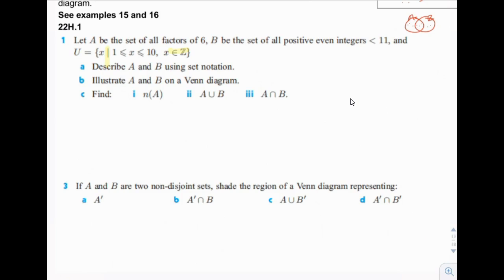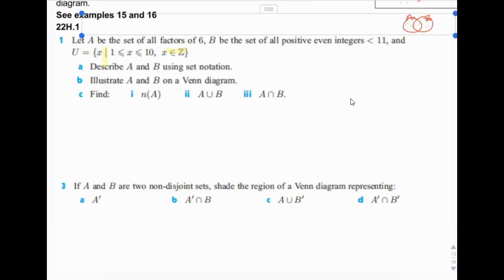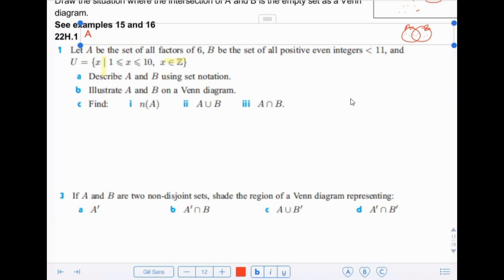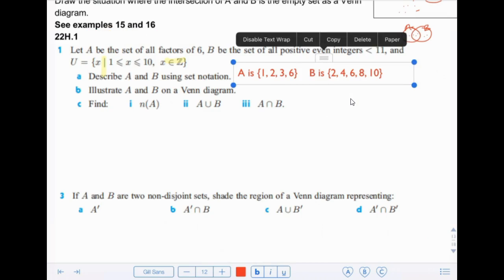And A is the set of all factors of 6. So let's see, A is 1, 2, 3, and 6. B is positive even integers less than 11, so B would be 2, 4, 6, 8, 10. Okay. So let's see. Describe A and B using set notation. Oh, we just did it. I didn't even know they were going to ask that, but I was doing it because we definitely need that.